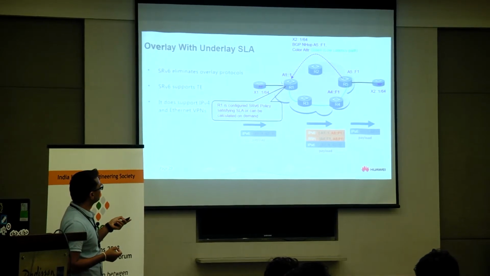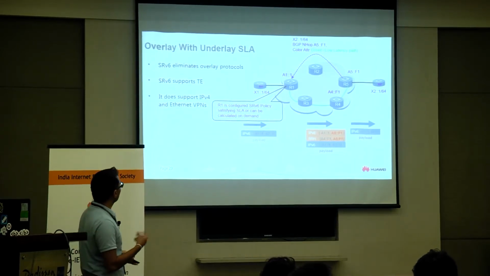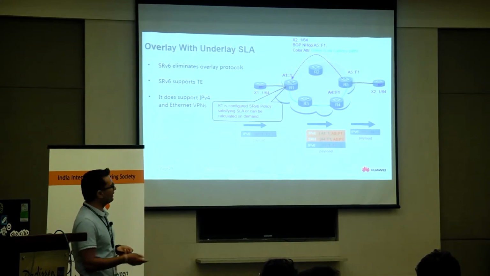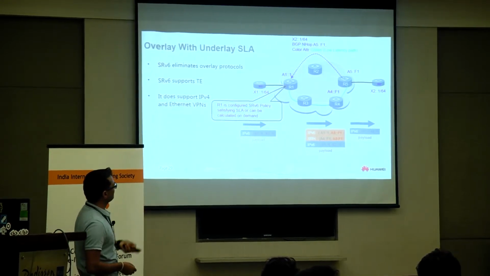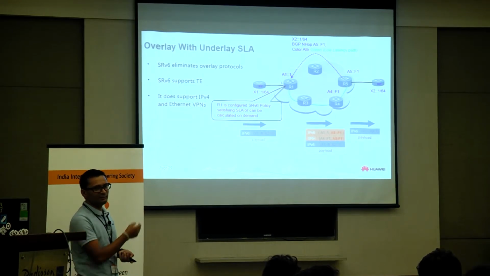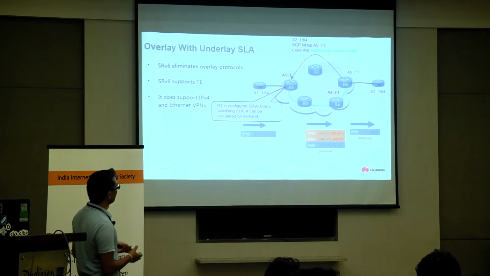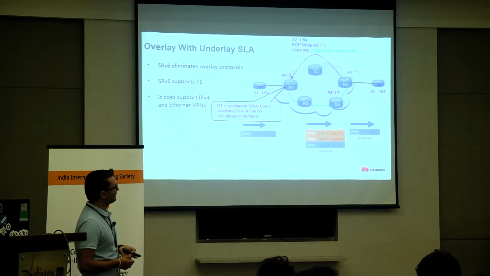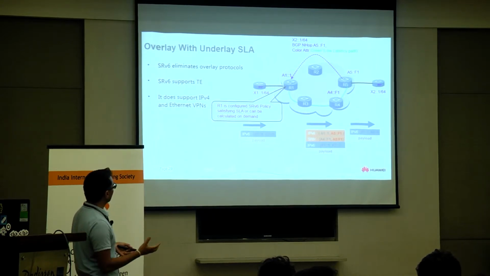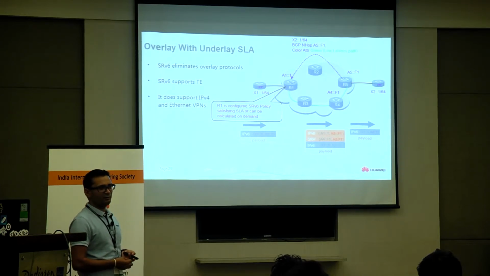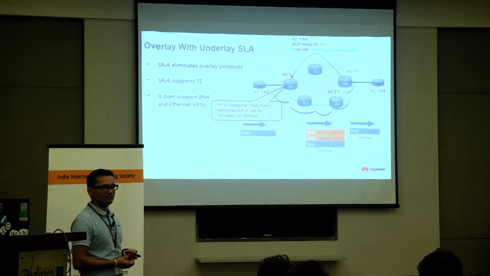Next, you eliminate overlay protocols here. You simply use BGP, and the underlay is already taken care of by IGP. When it knows the service requirement, it computes the path as per the SLA. It does TE as we saw, like a latency path, and it can run over any VPN, like L3 VPN or eVPN for that matter.